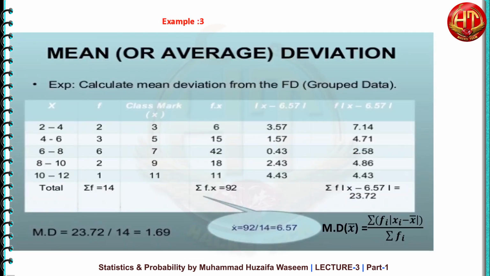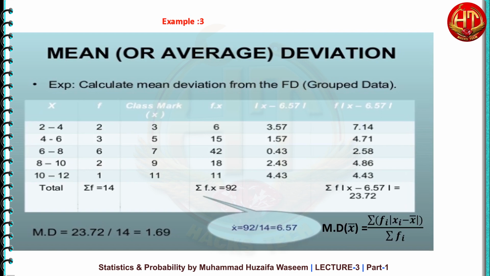Now let's see another example for calculating the mean deviation about the mean for grouped data. You are given class intervals and their corresponding frequencies. You have to use class boundaries, because there is no gap between the upper class limit and the lower class limit, which is called class boundaries. So you have to use class boundaries with their corresponding frequencies, and calculate the mean deviation about the mean for grouped data.